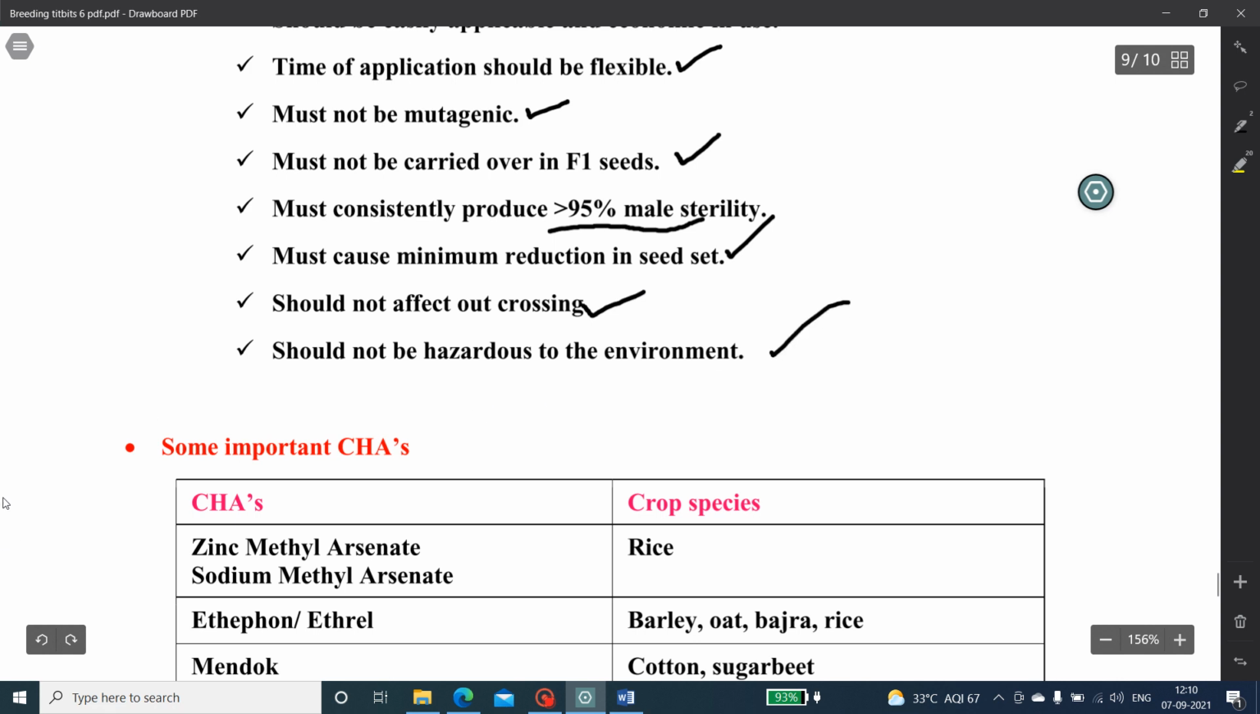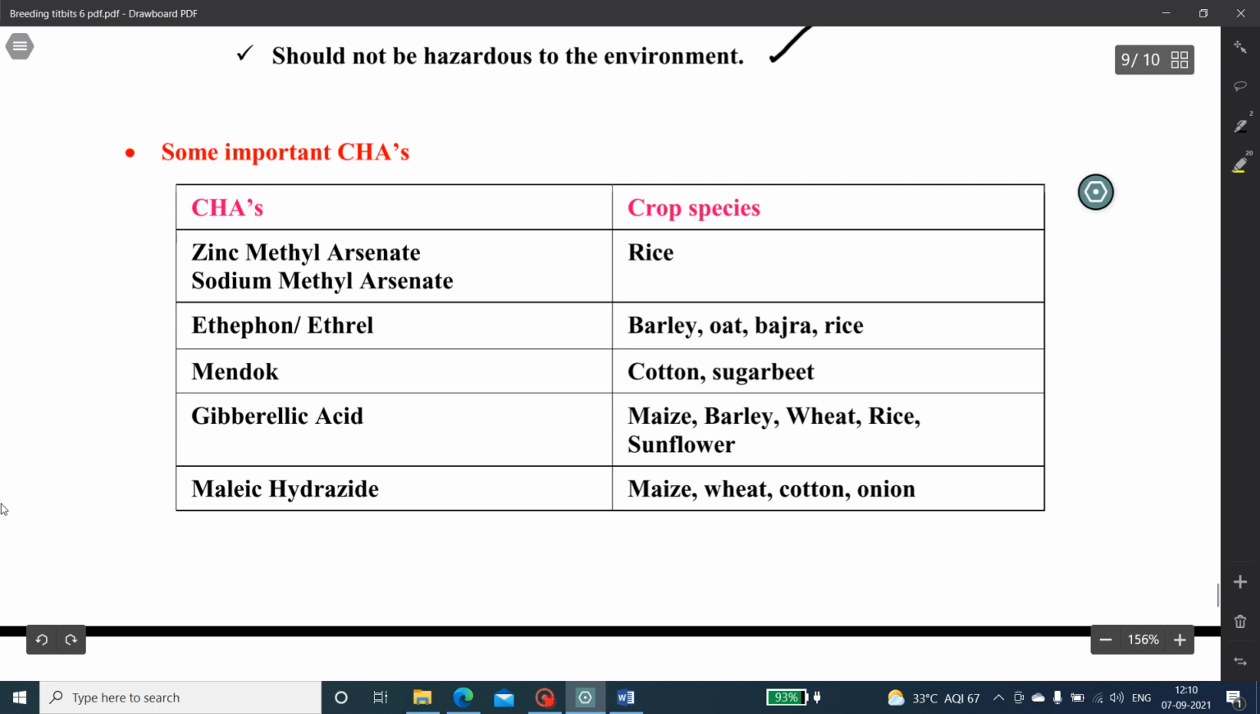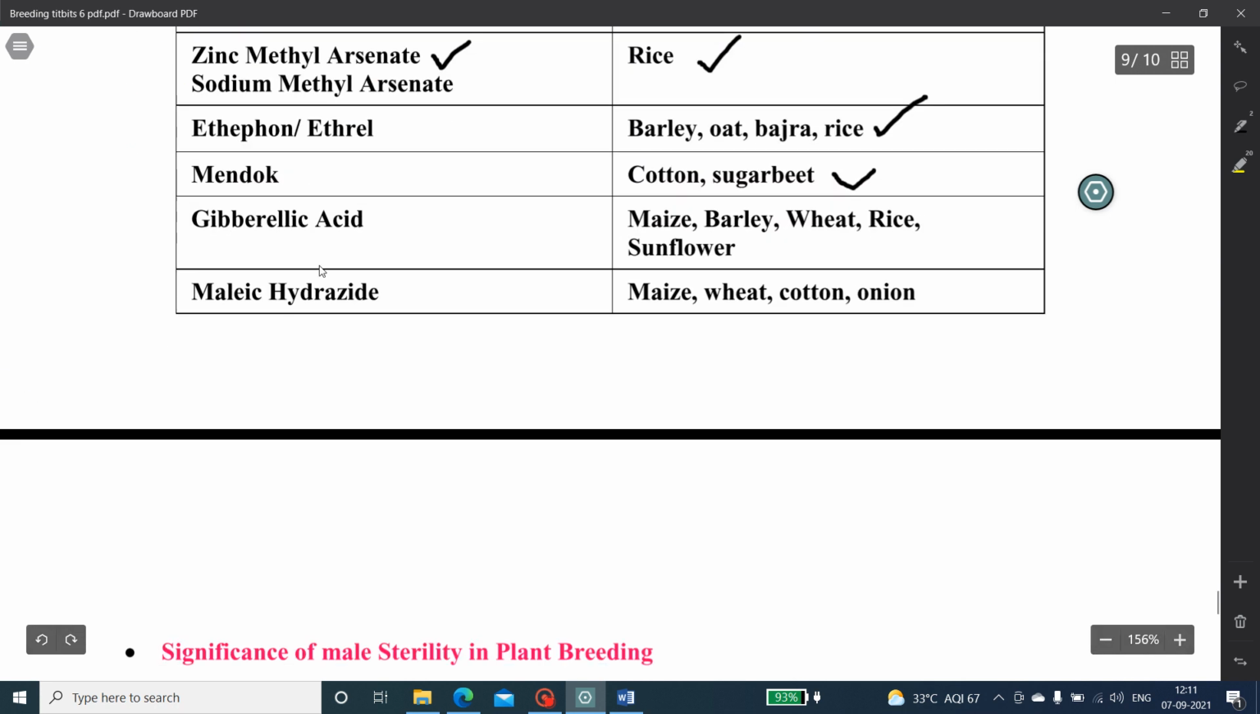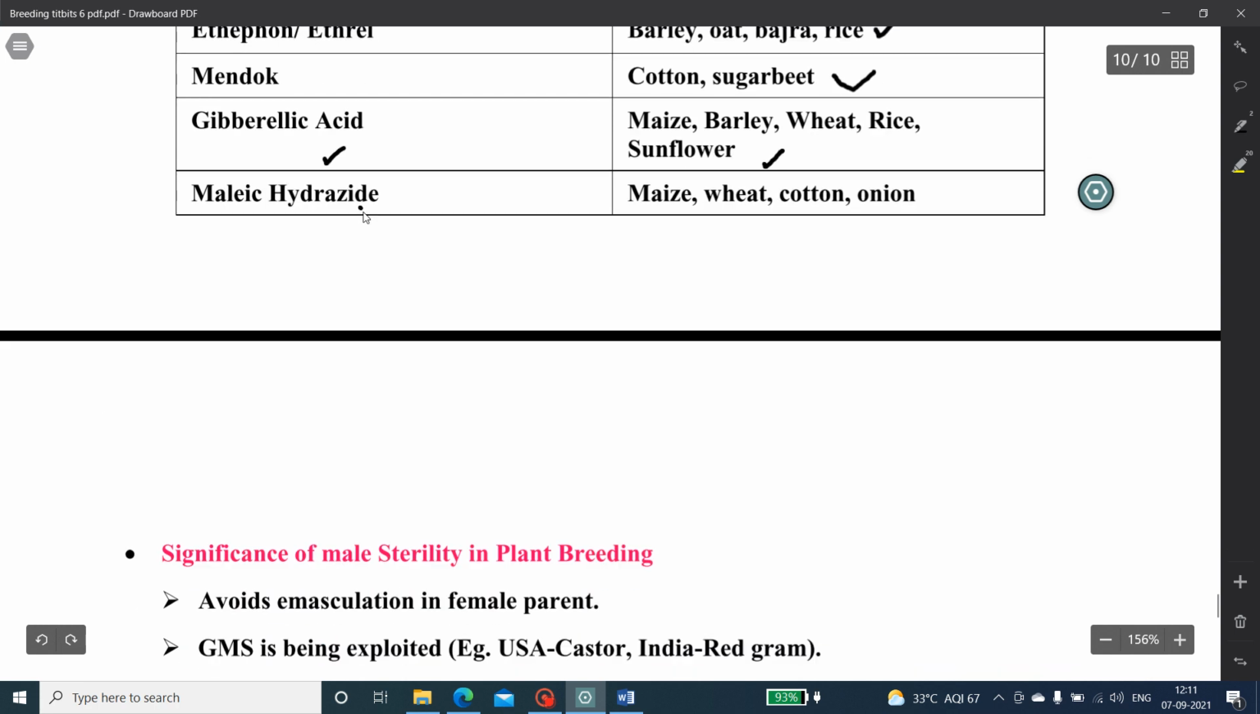Some important CHAs I have given in this table. Zinc methyl arsenate and sodium methyl arsenate are commercially used for rice. Ethrel or ethephon in barley, oats and bajra. Mendok in cotton and sugar beet. Gibberellic acid in maize, barley, wheat, rice and sunflower. Maleic hydrazide in maize, wheat, cotton and onion.